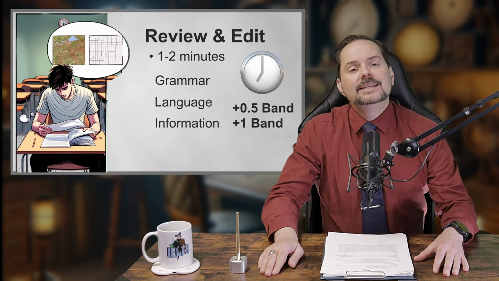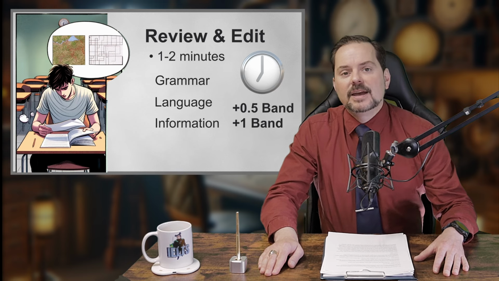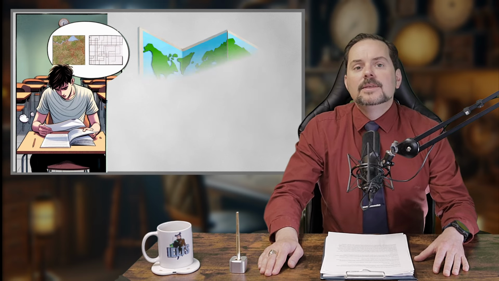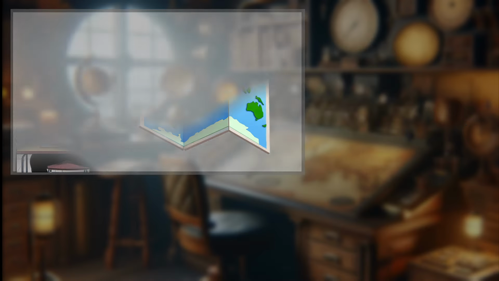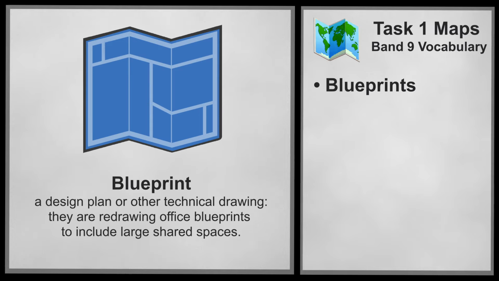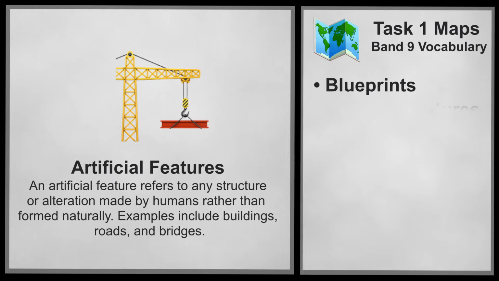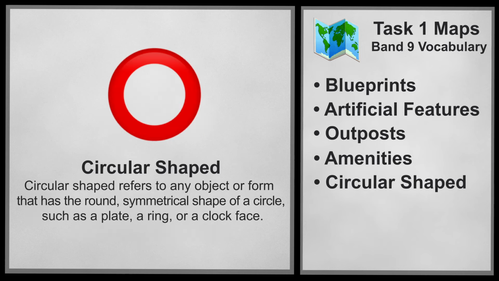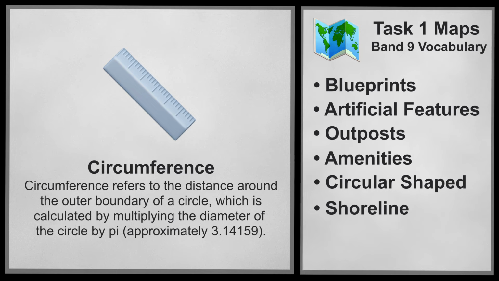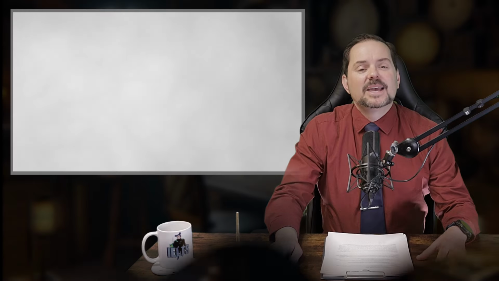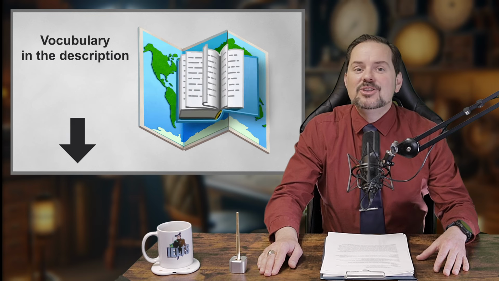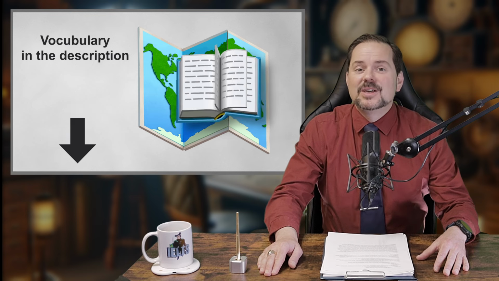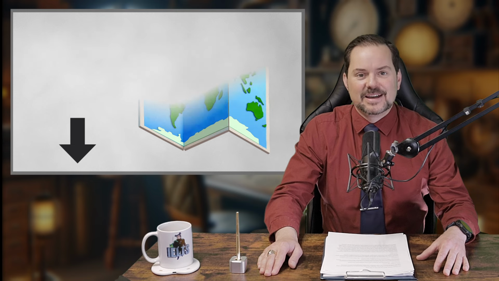Make sure to identify unique and advanced vocabulary in this essay that you can also use in other map-style question Task 1s. For instance, using the word blueprints, or artificial features, outpost, amenities, circular shaped, shoreline, and circumference. Some of these vocabulary are included in the video description. Be sure to check and use them as soon as possible so that you can remember and apply them effectively.